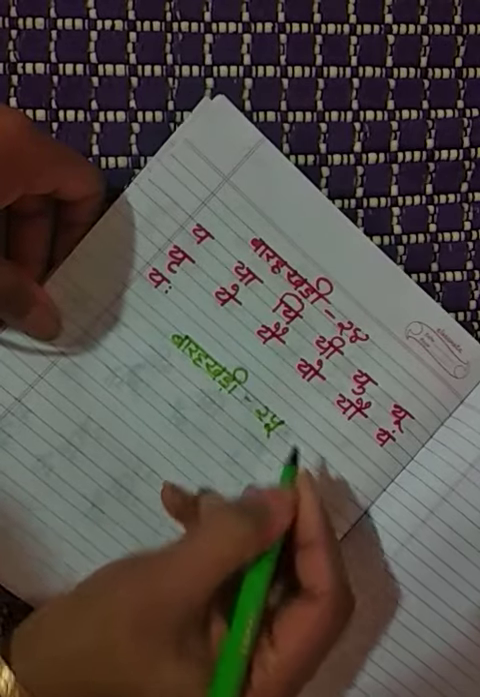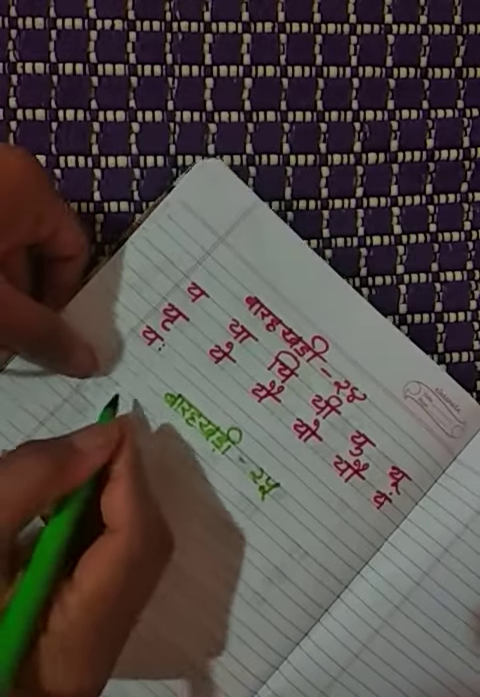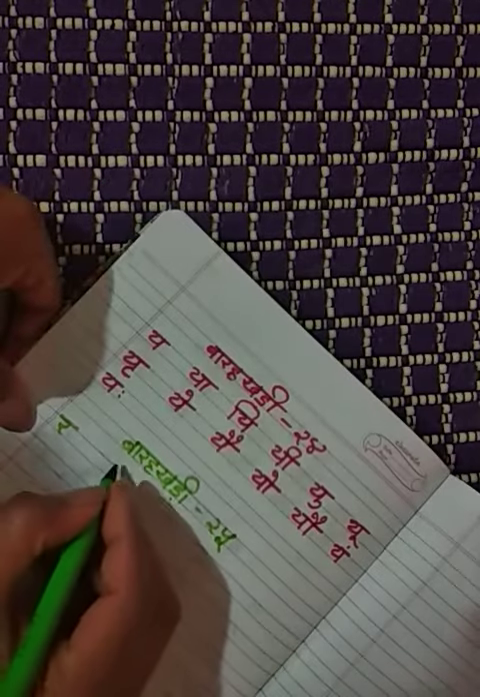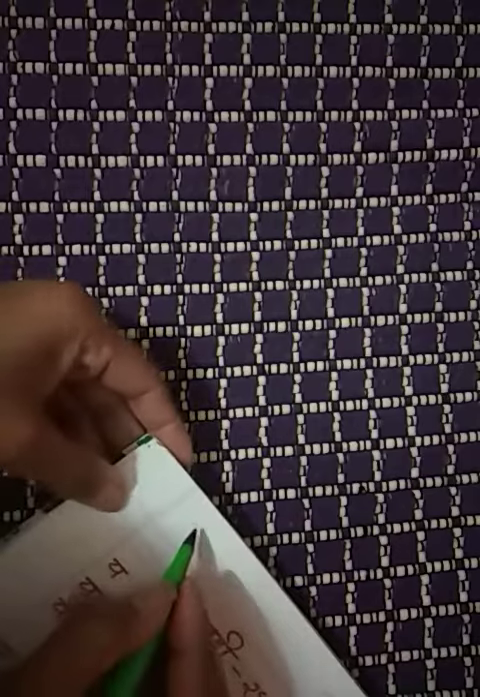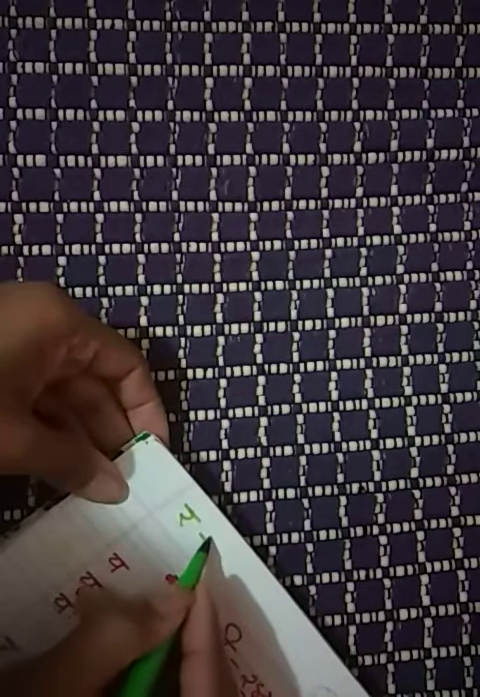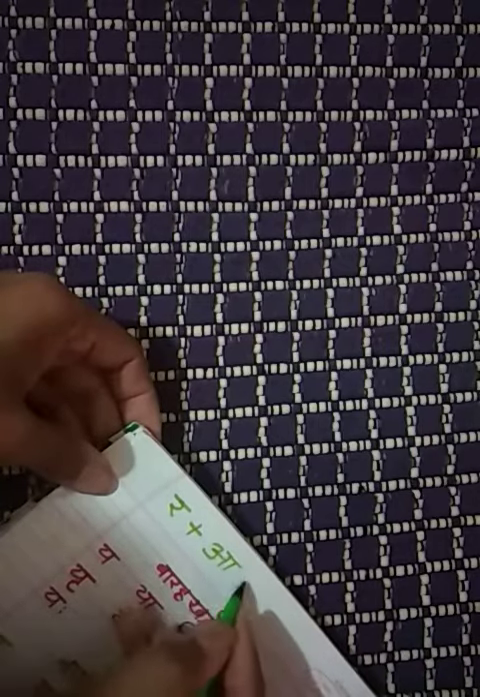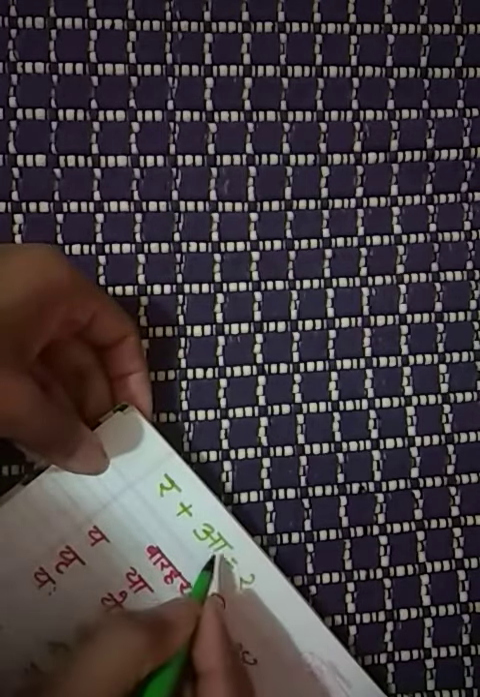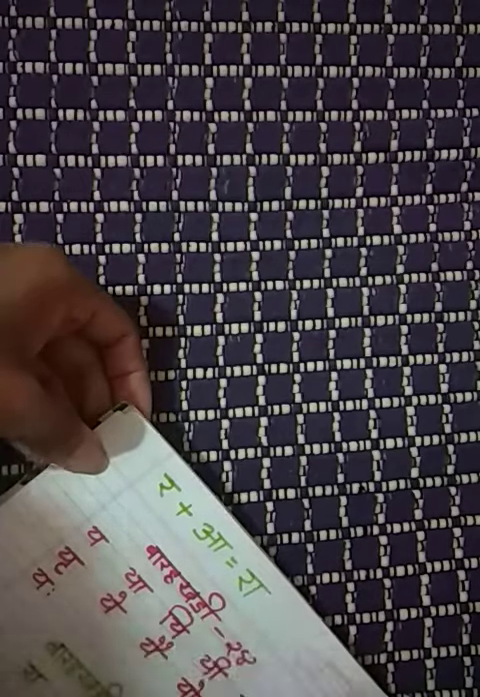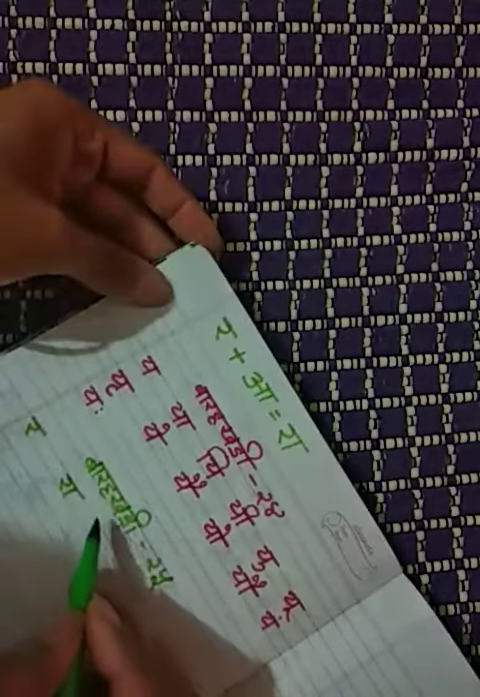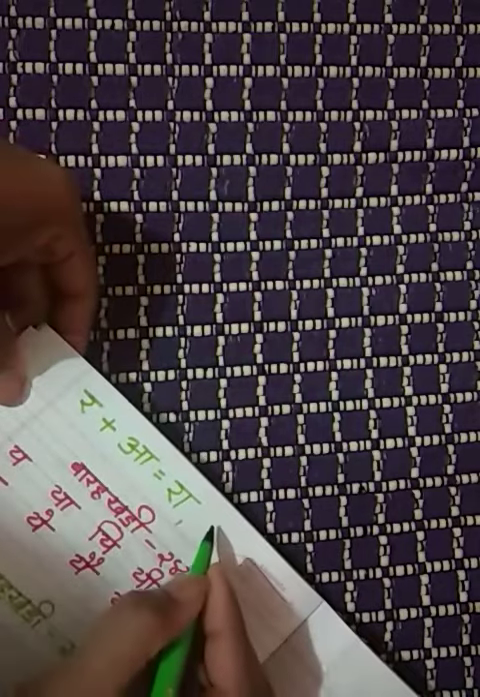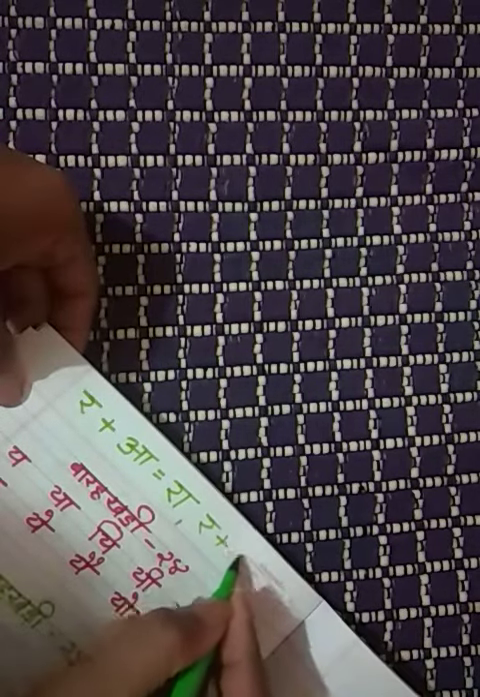25, that means 25. See now ra. Again see here children, this ra, how it comes? It will be coming like this. See, ra plus a, ra, this line is called ra.